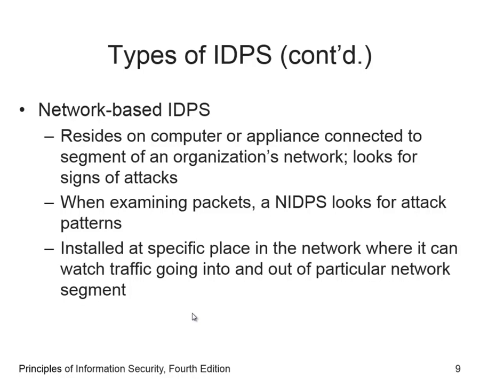Network IDSs are installed at a specific place in the network, such as on the inside of an edge router, from where it's possible to watch the traffic going into and out of the particular network segment. Network IDSs can be deployed to watch a specific grouping of host computers on a specific network segment, or may be installed to monitor all traffic between the systems that make up an entire network.